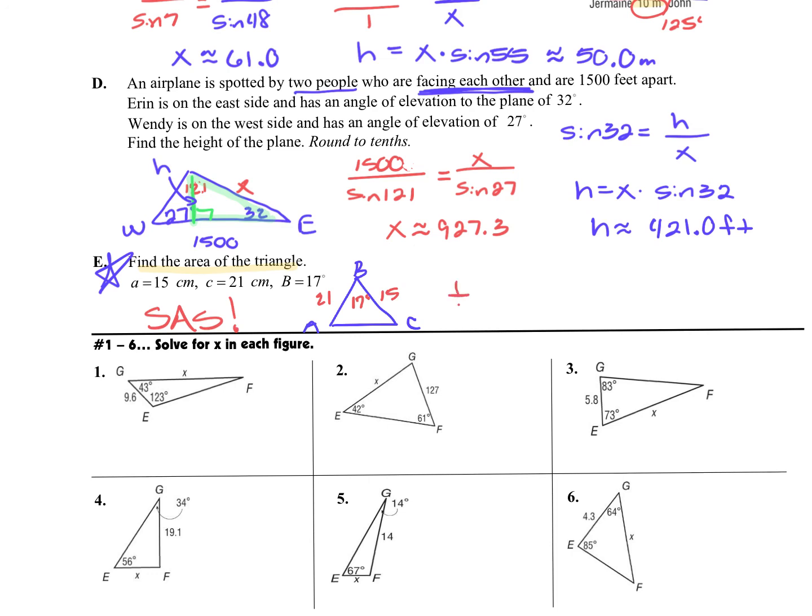So this problem shouldn't take more than about 30 seconds, because you can do 1/2 times 21 times 15 times the sine of 17. Just re-enter that formula, and you will get an area for the triangle of 46.0 units squared. Now it's approximate. So don't spend a bunch of time redeveloping a formula that we already went through the exercise of doing in the previous video.